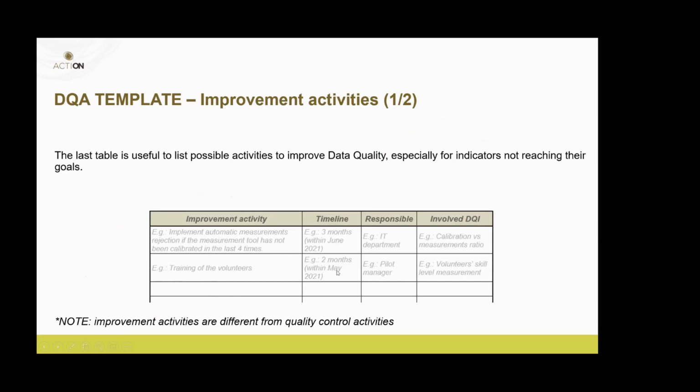2 months, the timeline means that you have 2 months, for example, to implement this activity, or maybe automatic measure rejection I put here, and you have to do this in 3 months. So this is a sort of deadline of the activity, the responsible of the activity, and then the involved data quality indicators. So for example, in this case, the data quality is volunteers skill level measurements.